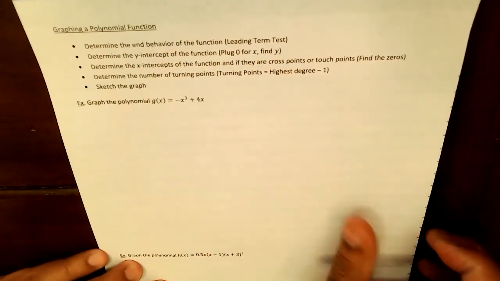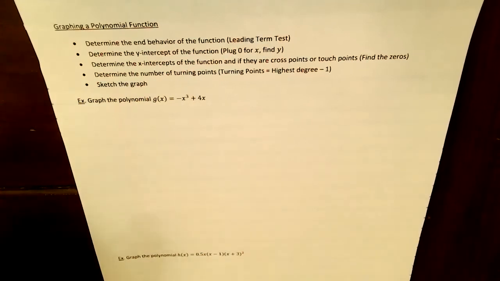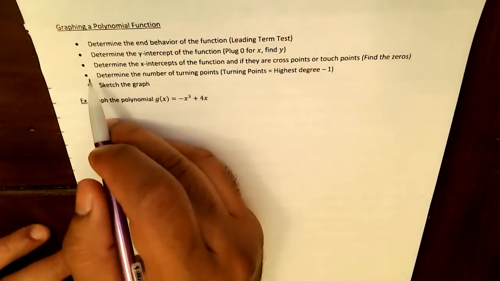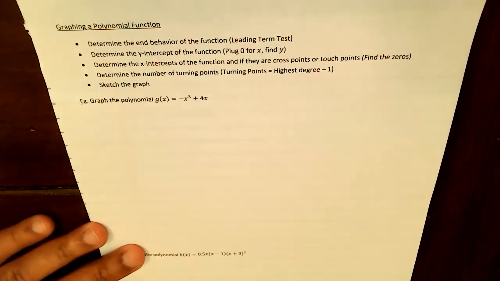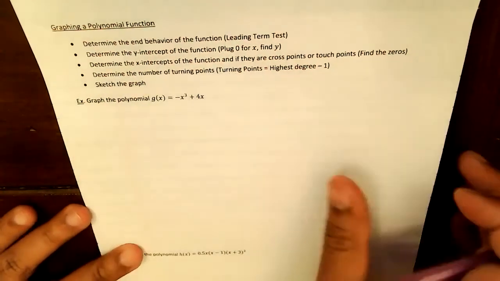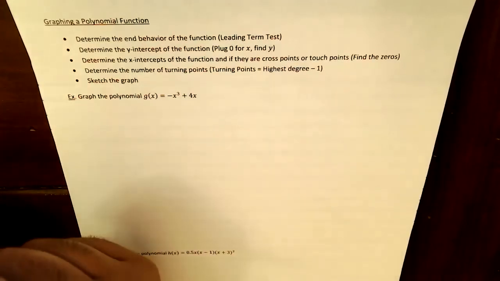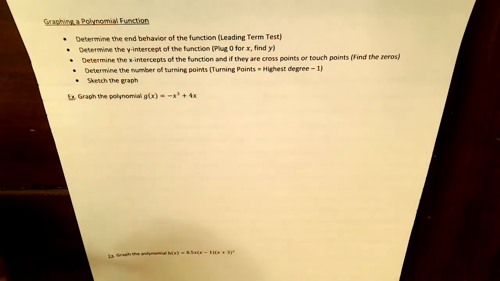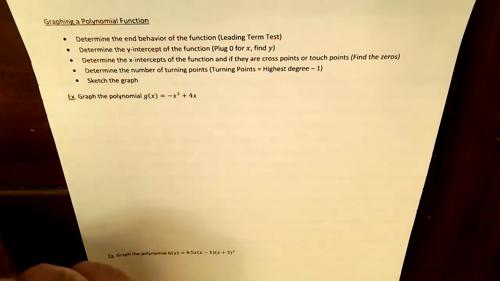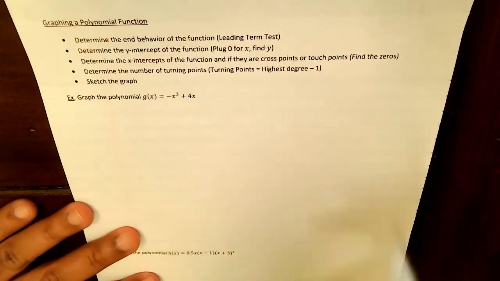For the last part of this section, we're going to look at how to graph a polynomial. Before we can graph a polynomial, there are certain things that we're going to have to figure out first. And that list of things is listed right here in your notes. So first, we're going to have to figure out the end behavior, which we've already discussed how to do. Then we also have to figure out the y-intercept. We're going to then figure out the x-intercept. We're going to talk about the number of turning points. And then we're going to finally sketch the graph.